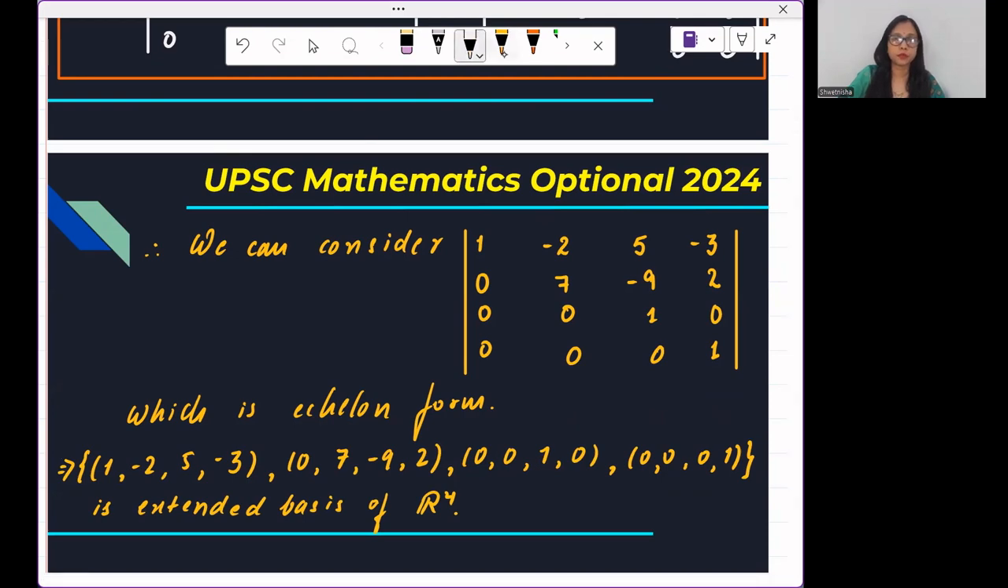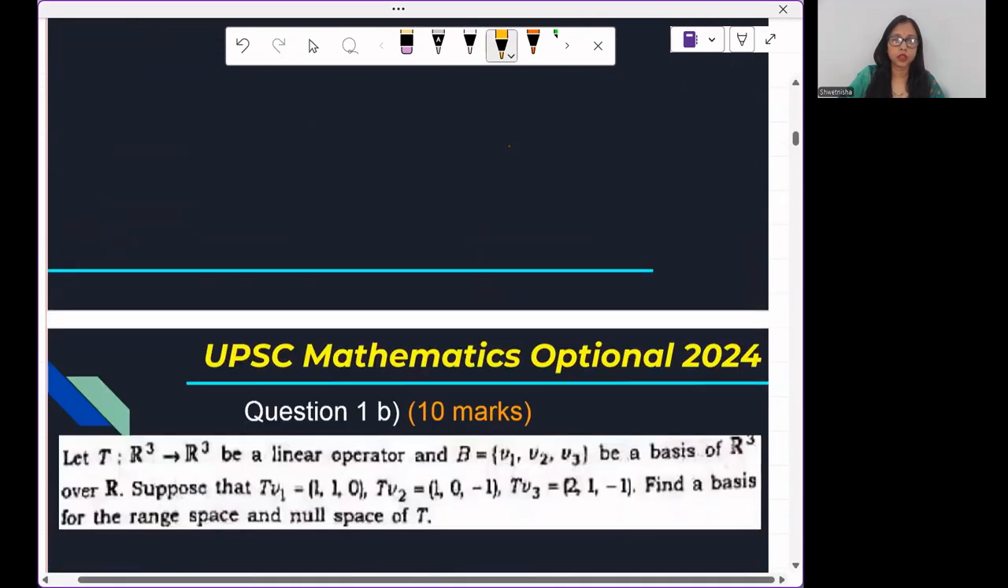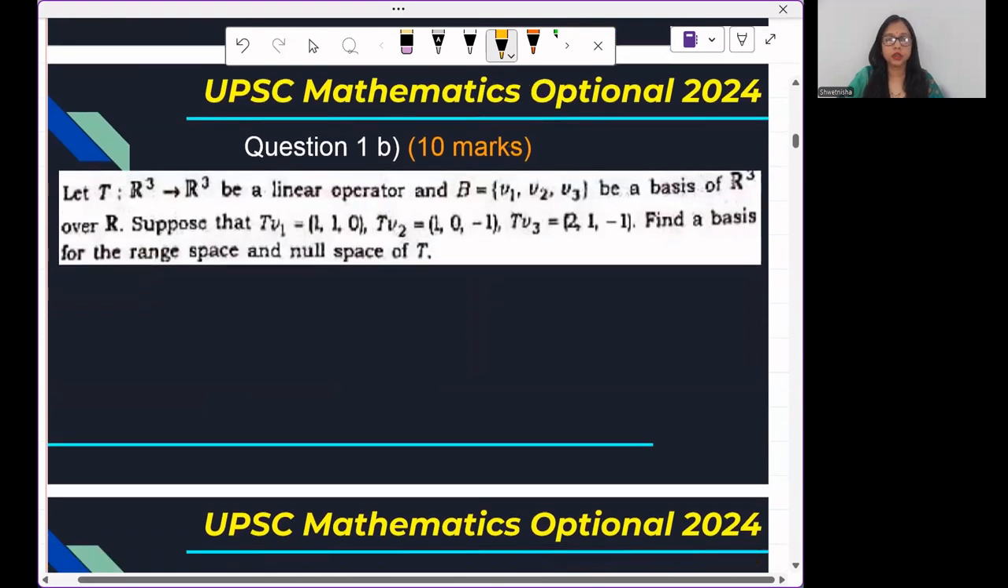Next. Question 1B part, also for 10 marks. This was also from linear algebra. And please note that question number 1 is a compulsory question. So all these questions are compulsory. You have to do them here, you don't have any choice.